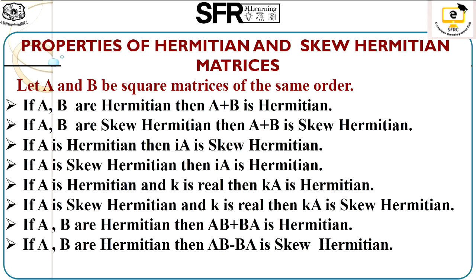Next we see the properties of Hermitian and skew Hermitian matrices. Take A and B as square matrices of the same order n. If A and B are Hermitian, the sum A plus B is also Hermitian. If A and B are skew Hermitian matrices, the sum A plus B is also skew Hermitian. The third property is if A is Hermitian, then iA is skew Hermitian. Fourth, if A is a skew Hermitian matrix, then iA is Hermitian.